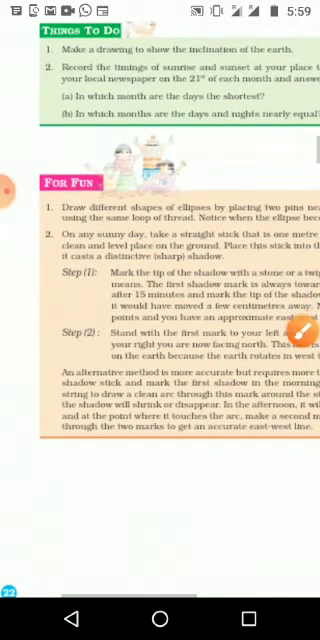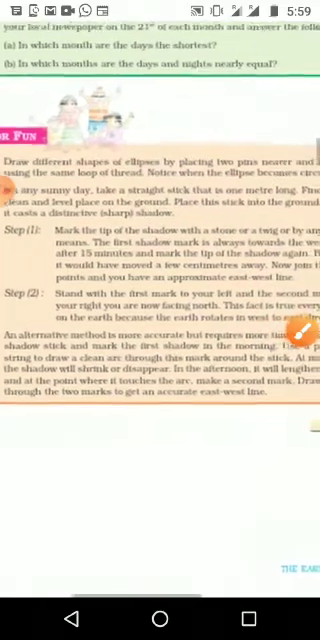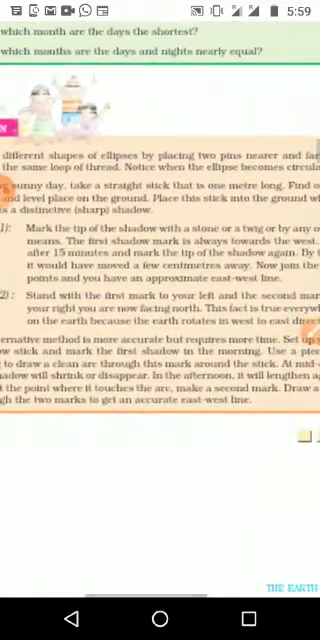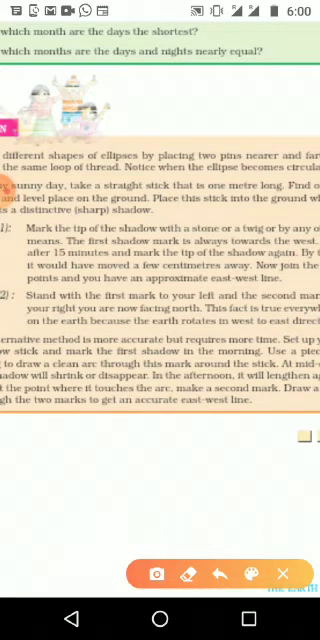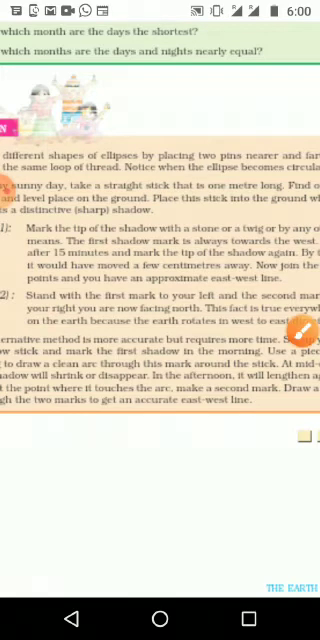And for fun, you can do some activity. Take a stick and mark the shadow of the stick every 15 minutes, noting how many centimeters long or short it is. Not only one day, if you do it for many days, you can very clearly understand the movement of the earth, both rotation as well as revolution.